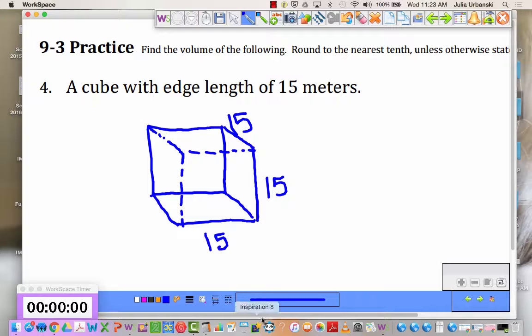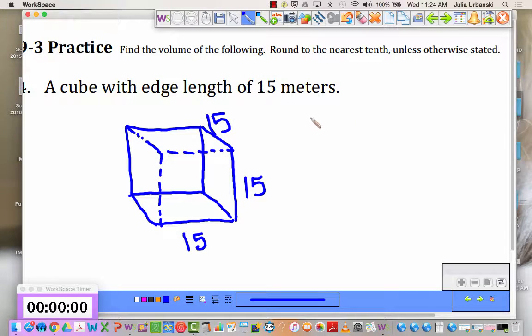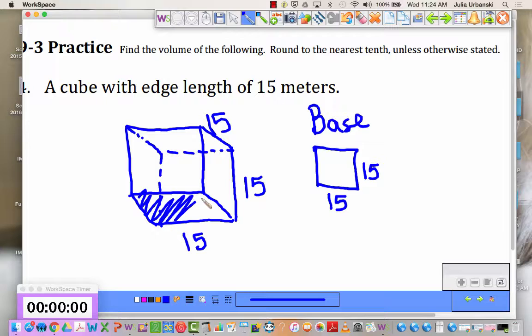Alright, you could use a shortcut if you know one. That's fine. I'm just going to do it the same way every time so people could just stay consistent. This base happens to be a square. The square is 15 by 15. Alright, so 15 by 15 here. 15 times 15 is 225.